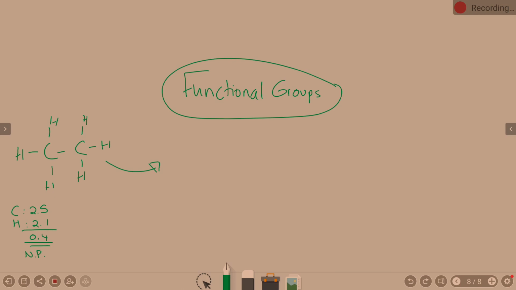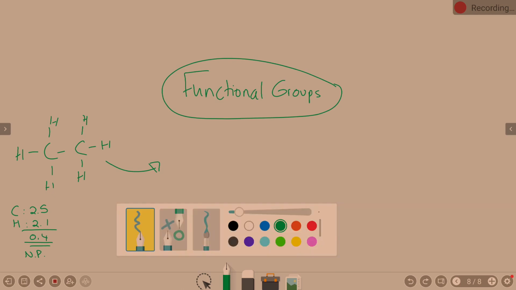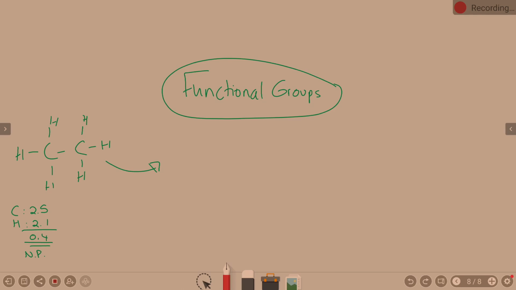Now, if I want to move from an ethane to an ethene, what happens? I get a double bond. And how do I get to the double bond? I lose two hydrogens. And these hydrogens, are they from the same carbon or from a different carbon? From different carbons. So I can lose this hydrogen and I can lose this hydrogen. And by losing them, I connect the carbons via a double bond. So now I have ethene.